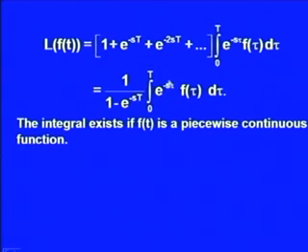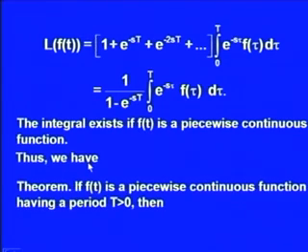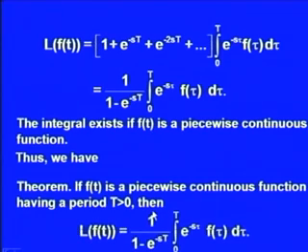This integral which occurs here exists if f t is a piecewise continuous function, and of course, periodic with period t. So, thus we have the following theorem for a periodic function. If f t is a piecewise continuous function having a period t greater than 0, then the Laplace transform of the function f t exists and is given by 1 over 1 minus e to the power minus s t into integral 0 to t e to the power minus s tau f tau d tau.